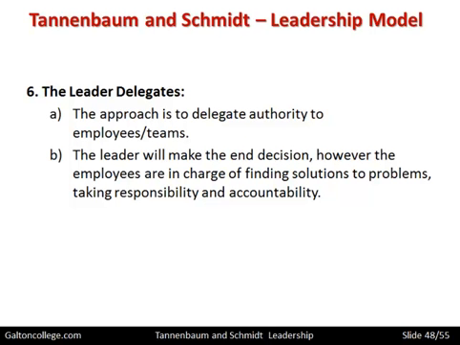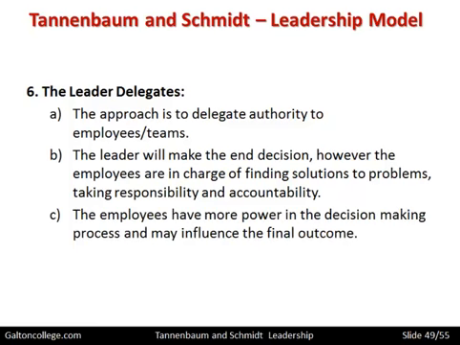The employees are looking at the processes, looking at the way the job is done, looking at the routines, looking at the way the organization is constructed and structured, and making suggestions. The employees have more power in the decision-making process and may influence the final outcome. The management may agree that there was a problem. Perhaps the management hadn't seen the problem, and the management may agree with the solution. But the management haven't identified the problem, and the management have not come up with the solution. It's the employees who have done it.